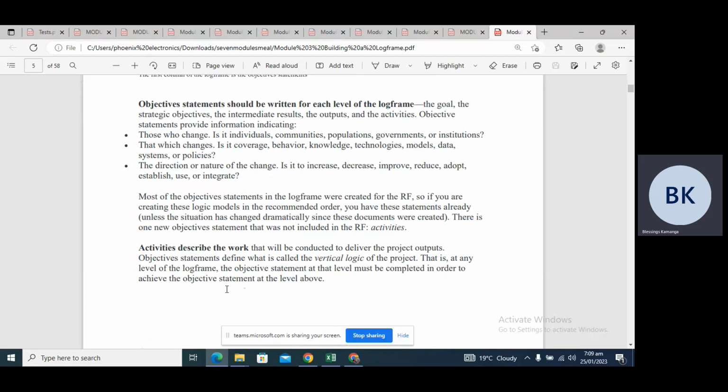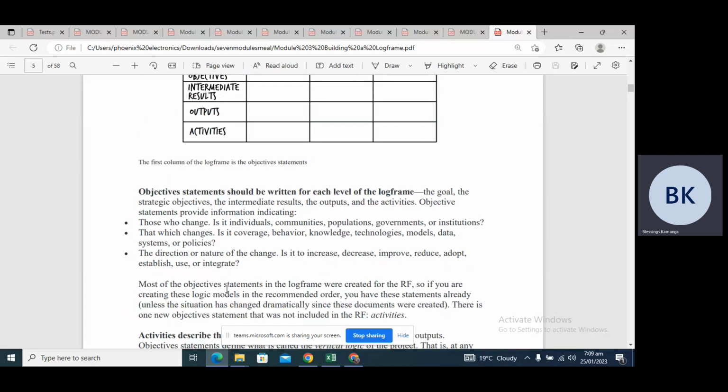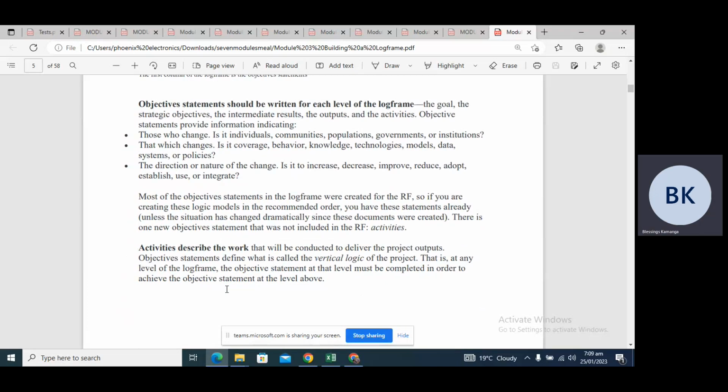So in the results framework, most of the objective statements were included. However, the activities and probably some of the outputs are not included. Some of them are, some of them are not. But usually we are now looking at a holistic approach to the whole project, because the basic components of the whole project are the activities. Activities are the ones that actually determine whether you are fulfilling the whole project little by little.